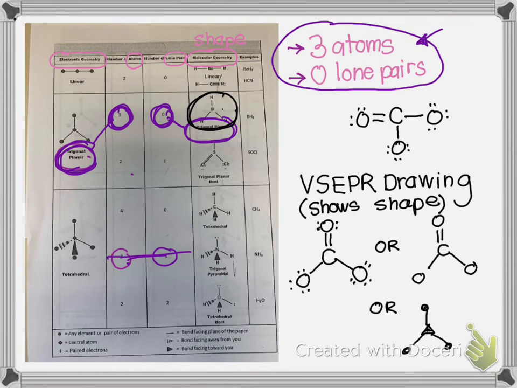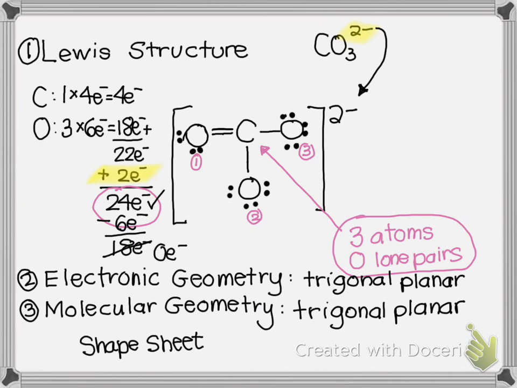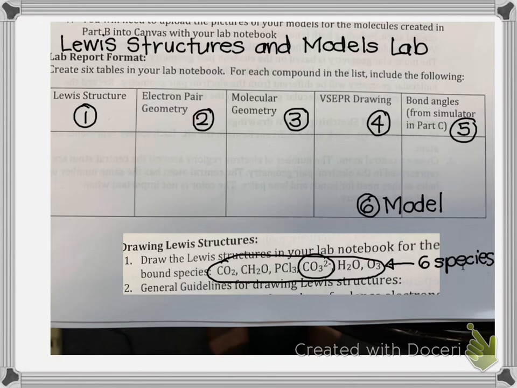Okay. So if we look back, I'm going to go all the way to the front slide. We've done the Lewis structure. I'll just write it in here. You don't have to draw it as a table. You could literally just make one page with everything on it. So that's the Lewis structure.